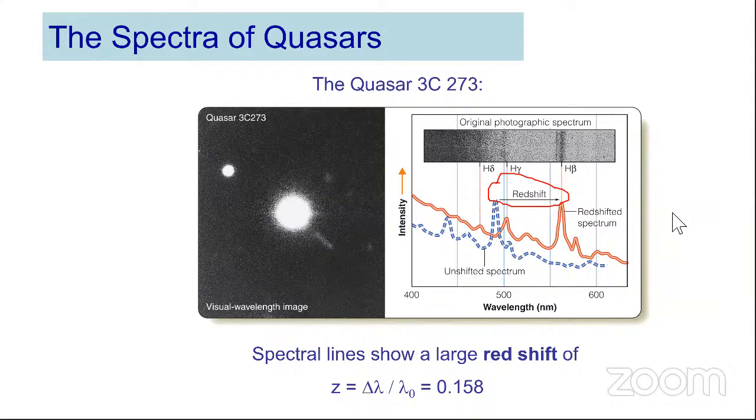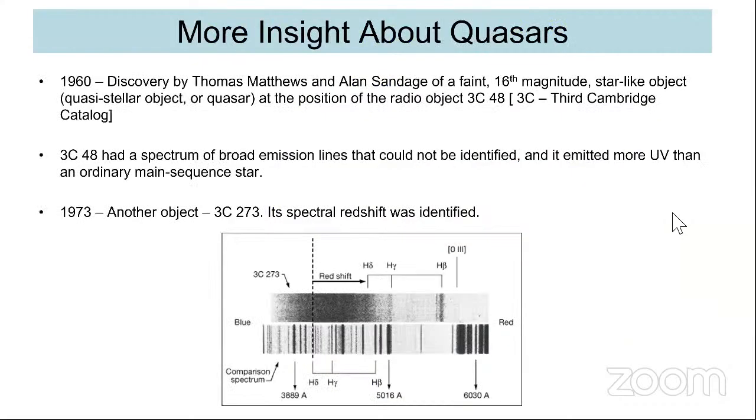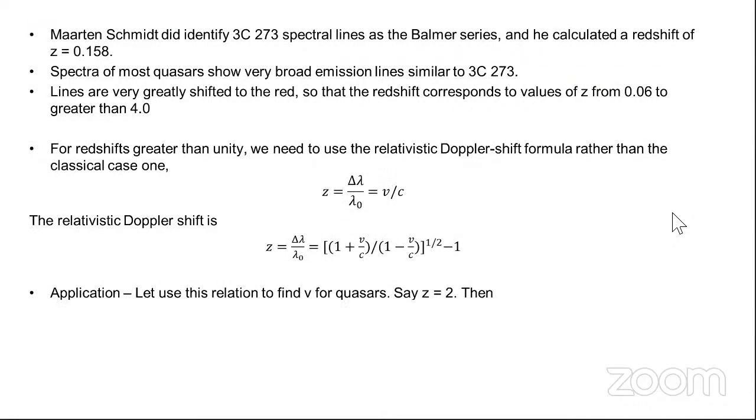This is the quasar 3C273, a very, very famous one. It also has an optical jet. More insight about quasars, I won't spend time. So this is just the way we define how far away they are. The first one, 3C48, was identified as emitting in all wavelengths. So it is not just a main sequence star, it is something that is non-thermal.